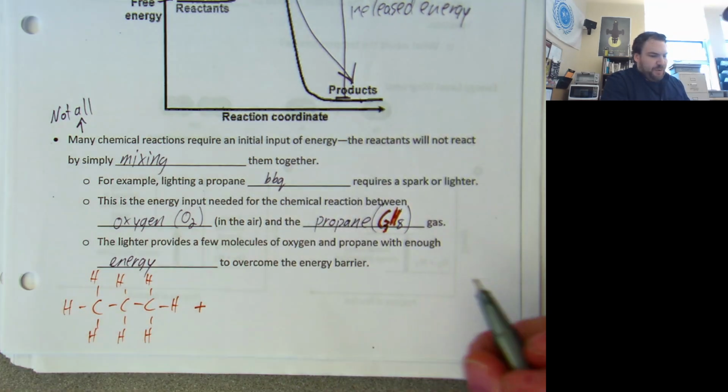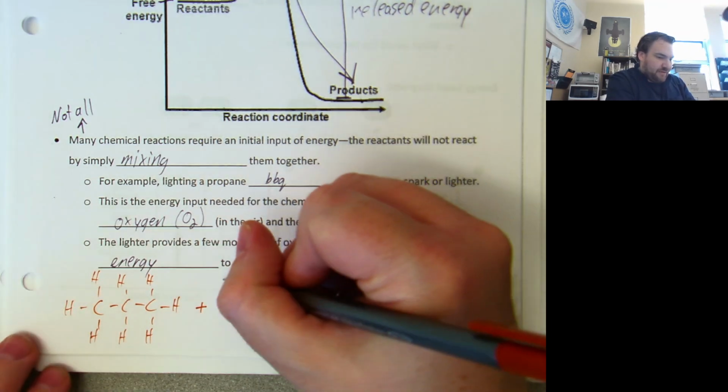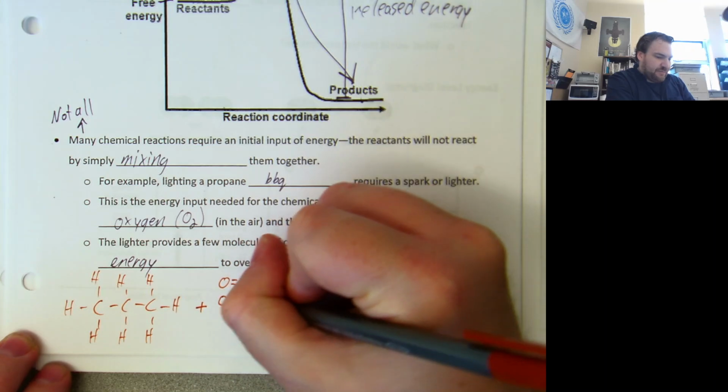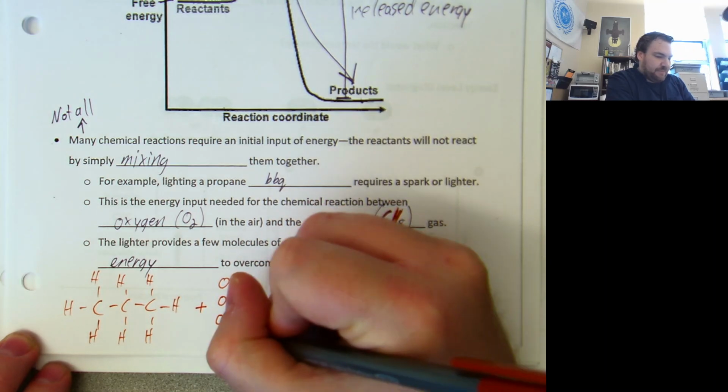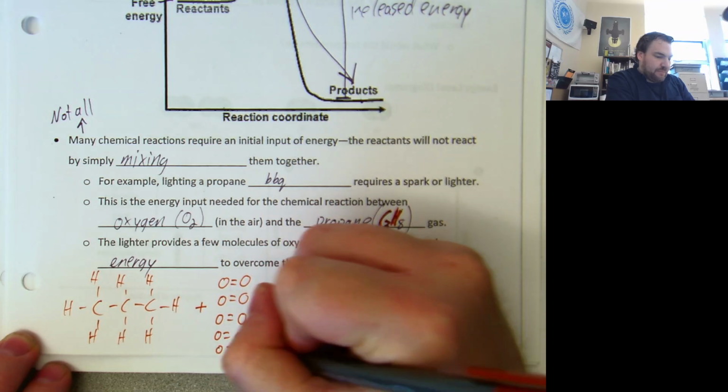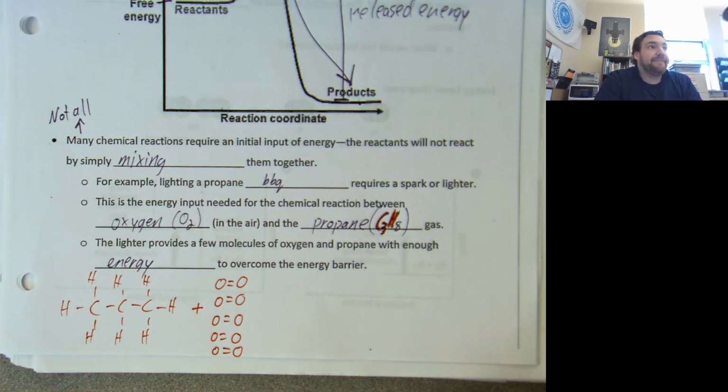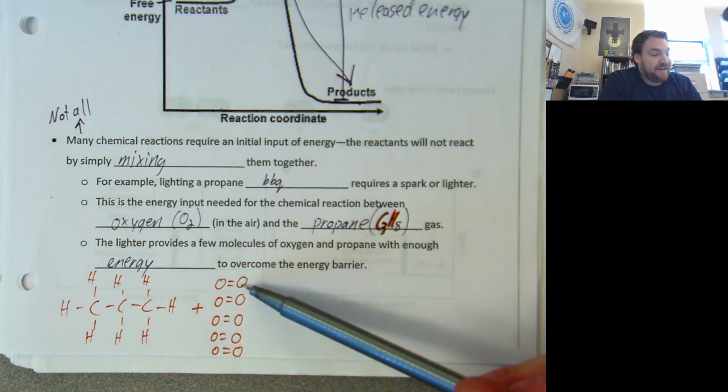Oxygen, and we're going to draw a few of them. For reasons, we're going to draw 5 of them. Oxygen looks like that. I haven't drawn the extra electrons on every oxygen. I don't care about the extra electrons. All I care about are the bonds. So I've got my propane, and I've got 5 molecules of oxygen.